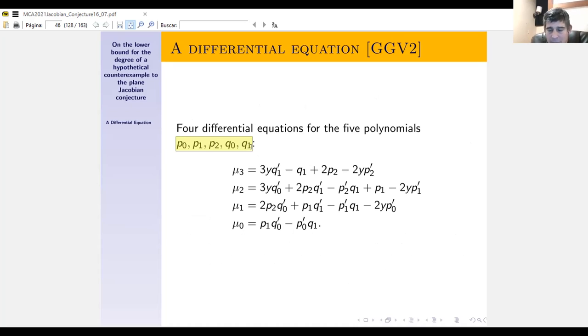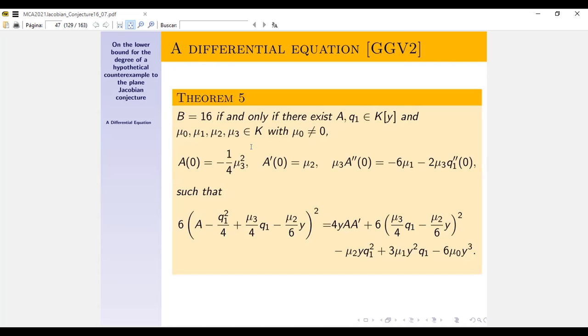And P0, P1, P2, Q0, Q1 are polynomials in J. So we have this theorem. There is a counterexample with degree 16 if you have a solution of this differential equation. A solution is A and Q1, two polynomials, that satisfy this equation. We put the problem in the open problem session in Tianjin 2014, and this is still an open problem. You can try to solve it, but for the moment we are stuck with this.